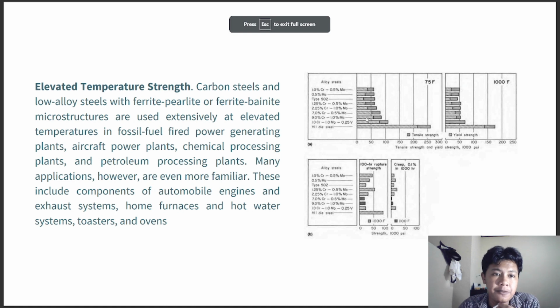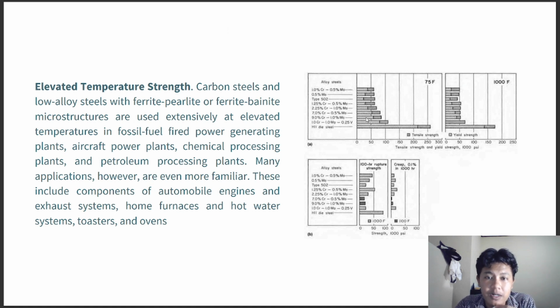Next is elevated temperature strength. Carbon steels and low alloy steels with ferrite pearlite or ferrite bainite microstructures are used extensively at elevated temperatures in fossil fuel power generating plants, aircraft power plants, chemical processing plants, and petroleum processing plants. Many applications, however, are even more familiar. These include components of automobile engines and exhaust systems, home furnaces and hot water systems, toasters, and ovens.